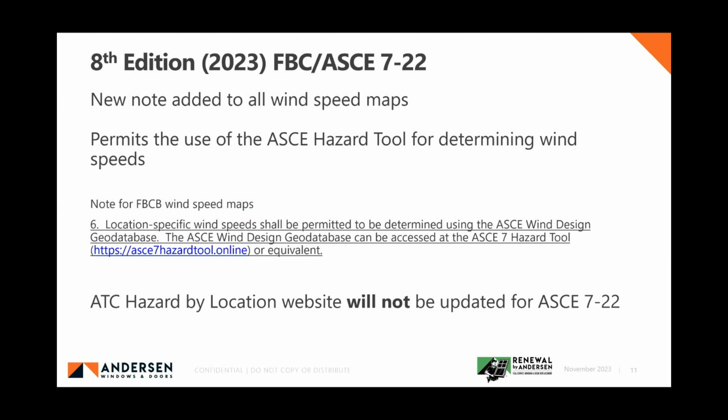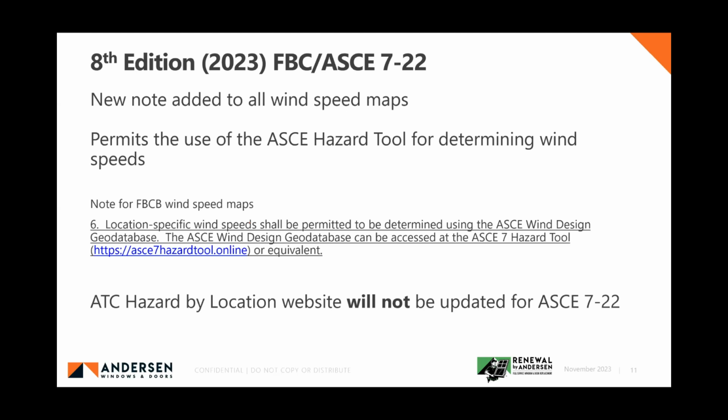as you can see here, has been added to the wind speed maps in the Florida Building Code building and the residential code that permits the use of the ASCE 7 hazard tool, okay? So one of the reasons it only recognizes the use of the hazard tool is that the ATC hazard by location website, which is the one most everybody is familiar with, will not be updated for ASCE 7-22. It'll still give you wind speeds for ASCE 7-16, ASCE 7-10, 7-05. I think it goes all the way back to ASCE 7-93. But it will not be updated for 7-22. It's going to remain operational.